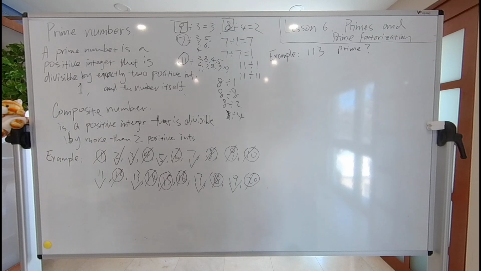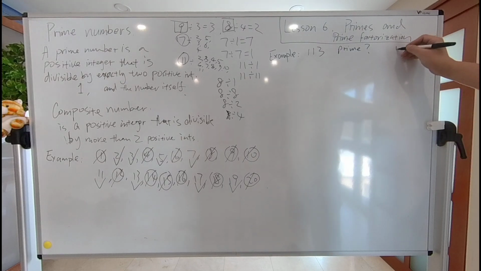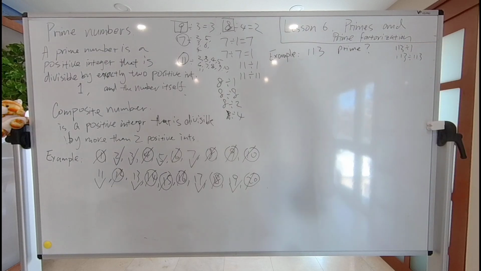The reason I'm saying from the very basic definition is that this means we need to check all possible factors of this number one by one, and see if it really only has two factors, which are the number one and the number itself. So do we have other factors other than 1 and 113?